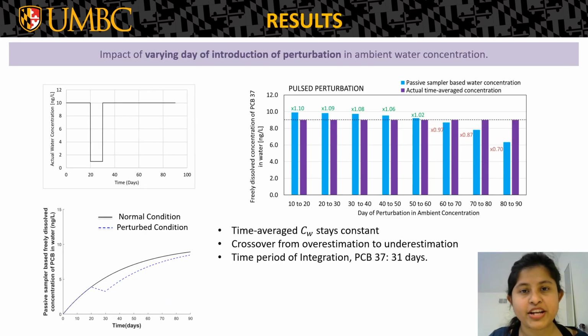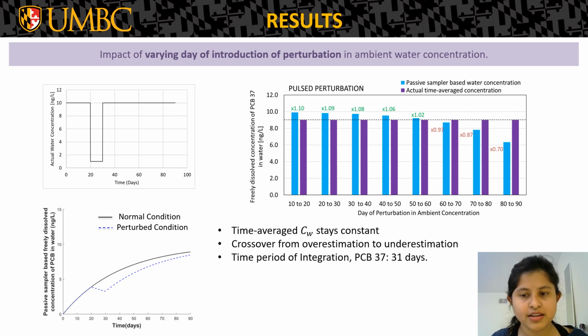So for our first simulation, we are looking at how the day of the introduction of the pulse in ambient water concentration impacts the rate of PCB uptake in passive sampler. And the first diagram to the top left shows how the actual water concentration varies with time. When the 10-day long pulse starts on the 20th day, the concentration goes down from 10 to 1 nanogram per liter and then goes back to 10 nanogram per liter post the perturbation. So regardless of the starting day of the pulse, the time average concentration stays constant at 9 nanogram per liter, which is represented by the purple bars to the right.